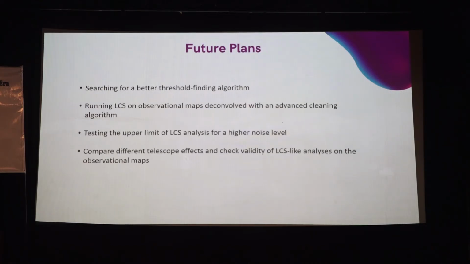And so, as I have mentioned, we need to search for a better threshold finding algorithm. For that, we are considering different techniques like superpixel and SegUnit to find a better threshold for our LCS analysis. Alongside, we want to run LCS on these observational maps, and the cleaning algorithm can be improved. After that, we want to test the higher limit of this LCS analysis for a higher noise level. Also, we want to compare different telescope effects and check the validity of this LCS-like analysis on these observational maps.